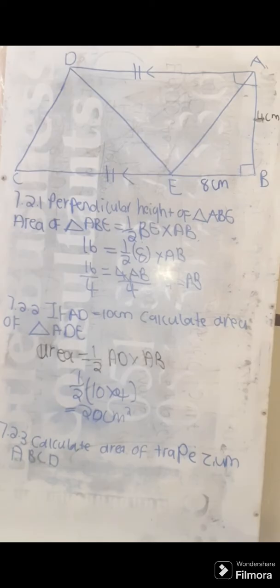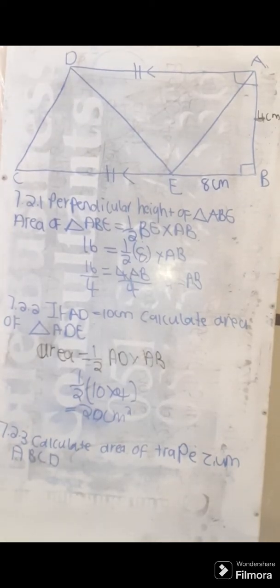Now I'm going to erase the top part in order for me to do the last question. Alright, so we are asked to calculate the area of the trapezium here. The trapezium is A, B, C, D. We have DA as 10 and then EB as 8.